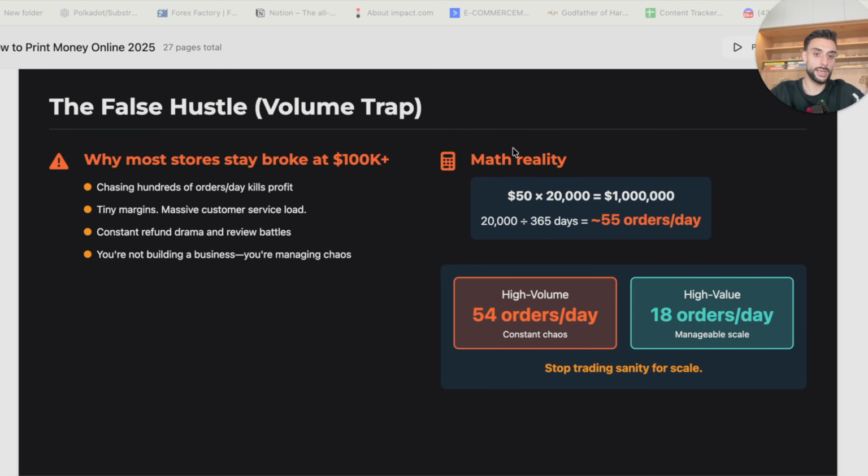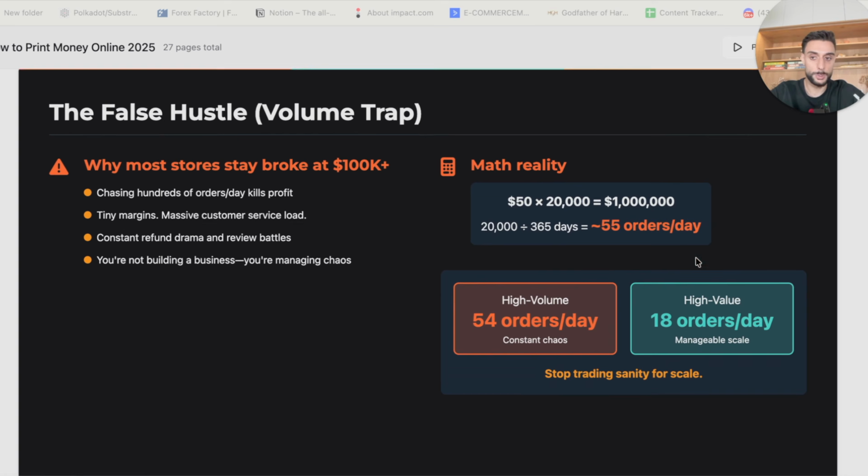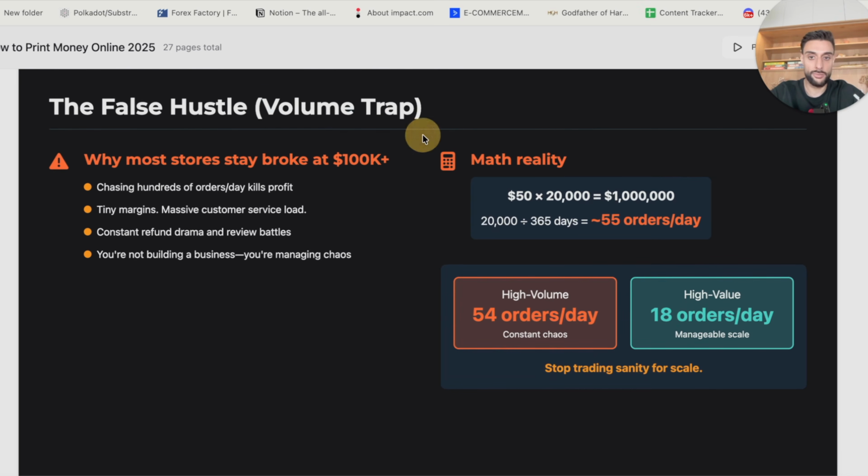Now, here's the math reality. Let's say you were selling something online for $50. Now, if you times that by 20,000, it equals $1 million. So that's how you would generate your $1 million online. Now, if you do 20,000 divided by 365, it means you'd have to sell 55 products per day. Now, the best approach you can do is high value or high perceived value and only do 18 orders a day, but it still gets you the same results. Now, the issue with most beginners is they're under the illusion that volume is everything, when really high ticket and high perceived value is the key to making your $1 million.